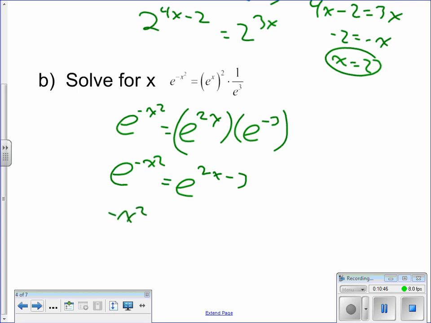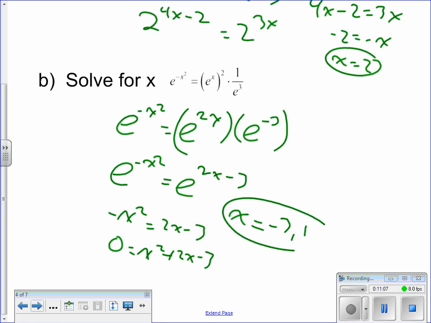Negative x squared equals 2x minus 3. 0 equals x squared plus 2x minus 3. x equals, it is factorable, 3 and negative 1. So my answers would be negative 3 and positive 1. Does that sound right?